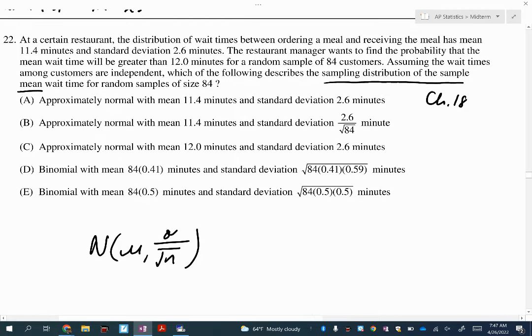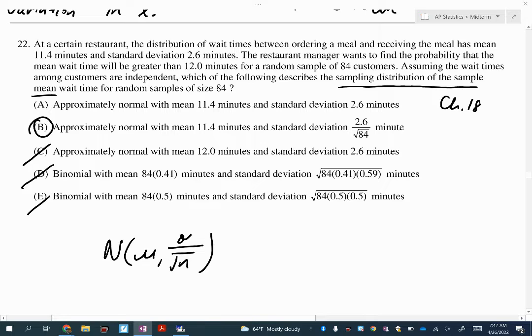So what is going to be our mean? It's going to still be 11.4. So it's A or B. And which one shows you the original population standard deviation divided by the square root of the sample size? Is B. Excellent. Hopefully we get it right in a few weeks, so we're not guessing.